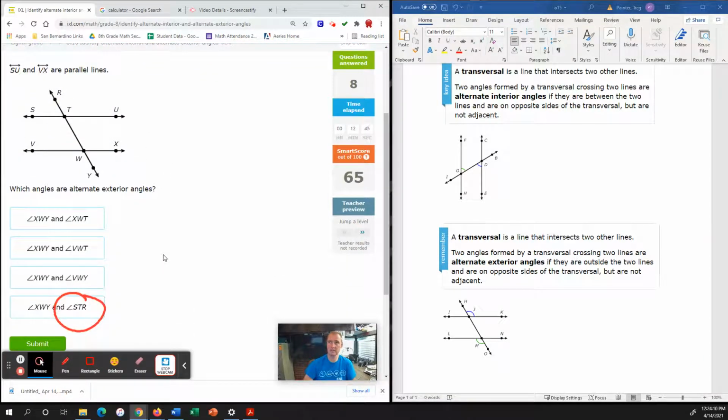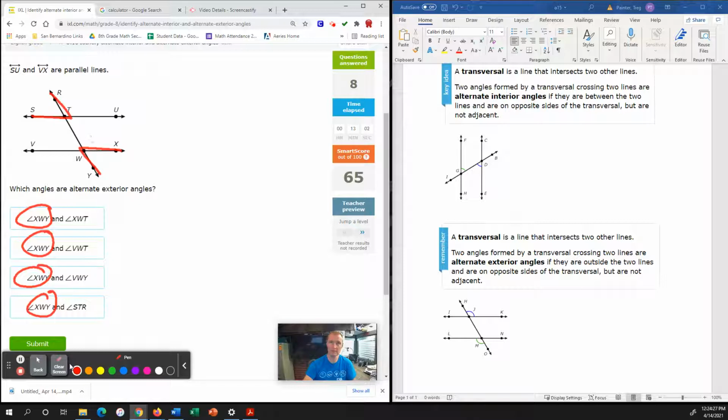All right, Smart Score 65, 8 questions later. We're doing really good on that one. Let's go ahead and take off that last circle. There we go. All right, we are looking for XWY on all four of them. So we have XWY compared to STR, because we're looking for alternate exterior angles, so outside of the two parallel lines. So STW. Ooh, why am I saying STW? STR. I noticed that right here. There's my S and T. But because that last one's R, STR is the correct answer. So that's good.